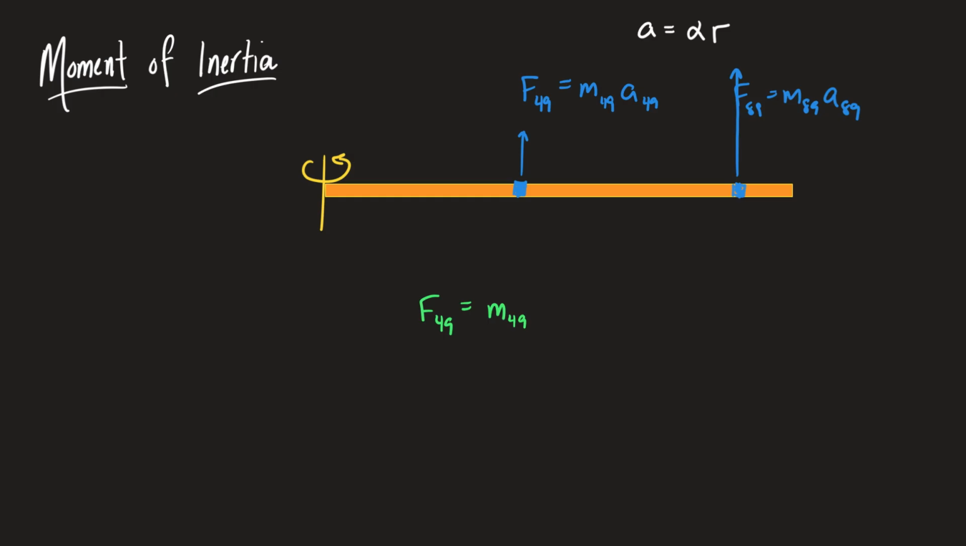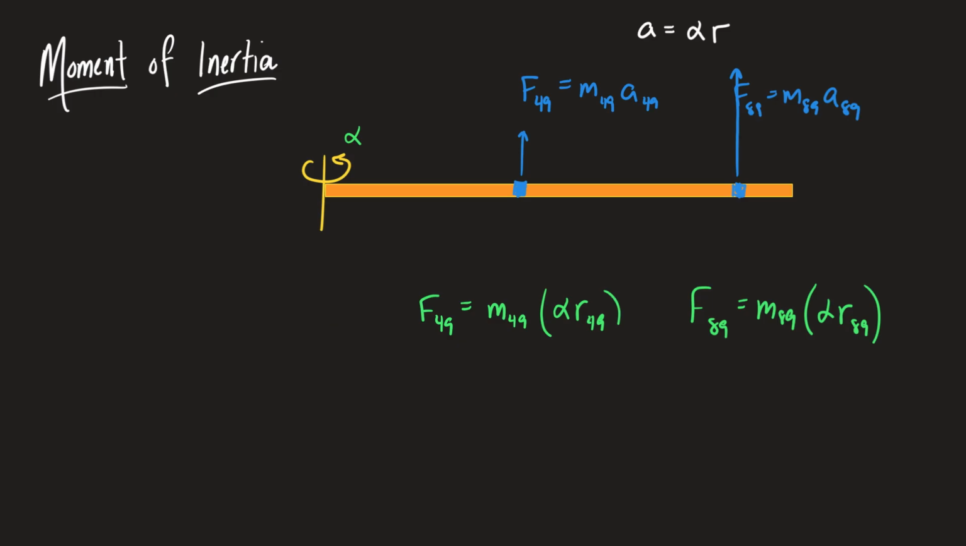But I'm going to replace something here. The whole object will experience the same angular acceleration. So I'm going to change each of the linear accelerations into their angular acceleration counterpart, which means this is going to be alpha times r49, right? Because r49 is 49 centimeters from the axis of rotation. And piece number 89 will have mass 89, but it's going to have an acceleration alpha times r89, because it's 89 centimeters from the axis of rotation.